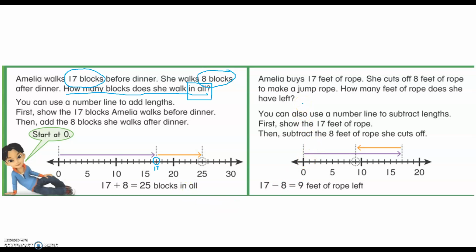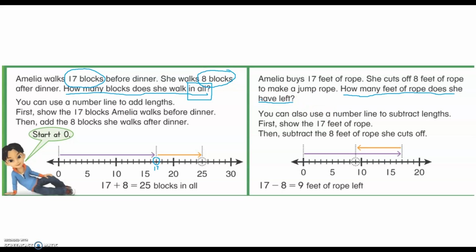Let's read this one. Amelia buys 17 feet of rope. She cuts off 8 feet of rope to make a jump rope. How many feet of rope does she have left? First, what is this problem asking me to find? All right, yes, this problem is asking me to find how many feet of rope does she have left.